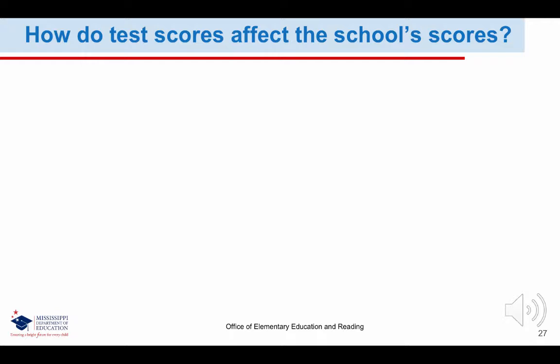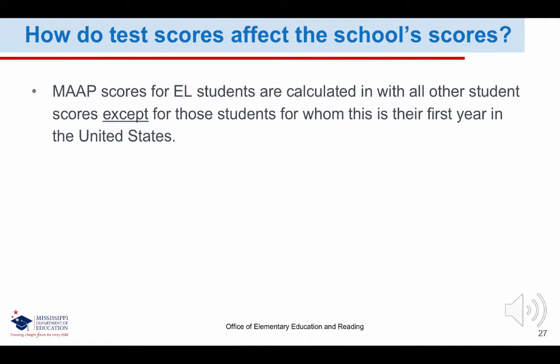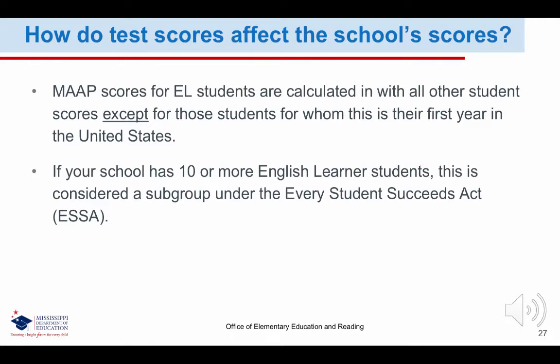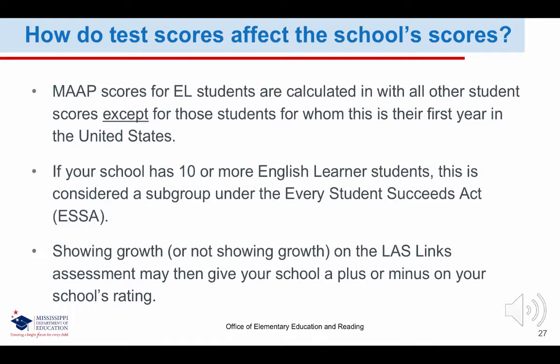How do test scores affect the school scores? Well, MAP scores for EL students are calculated in with all other student scores except for those students for whom this is their first year in the United States. If your school has 10 or more English learner students, this is considered a subgroup under the Every Student Succeeds Act. It's important to note that subgroups are looked at very carefully under ESSA. So showing growth or not showing growth on the Lost Links assessment may then give your school a plus or minus on your school's rating.